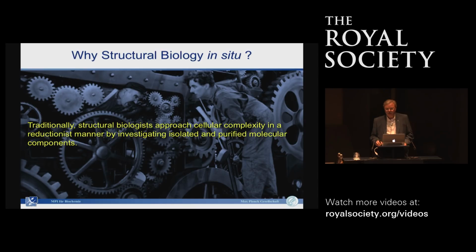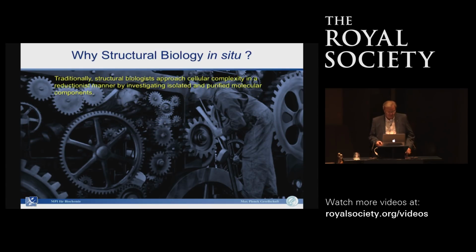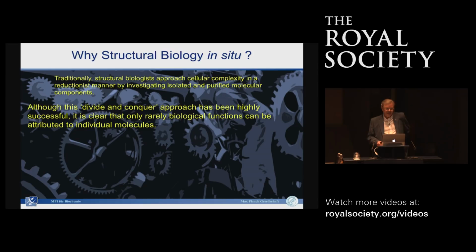Now, why do we want to do that at all? I think it's fair to say that traditionally, structural biologists take an extreme reductionist approach. Cells are taken apart, the molecular components are fractionated, they are purified, and then they can be studied by any of the methods structural biology has at its disposal, whether it's X-ray crystallography, cryo-EM, or NMR. Now, this approach has been, of course, extremely successful if you look at the PDB.